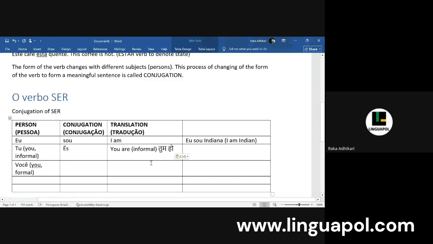इसका मतलब है तुम हो, इनफॉर्मल. ठीक है. For example, tu és uma criança. You are a child. Okay. Tu és uma criança.